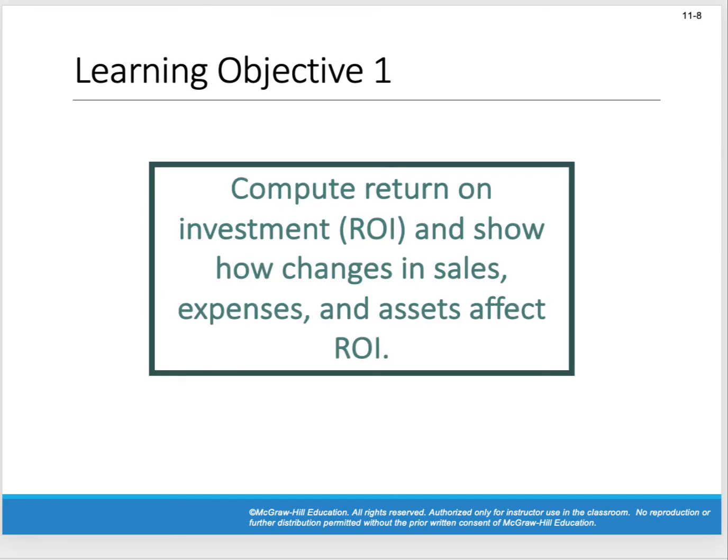When we come back, we're going to jump into ROI. We're going to see how to calculate return on investment, and how changes in our sales, expenses, or assets are going to impact the ROI. So tune back in for that one.